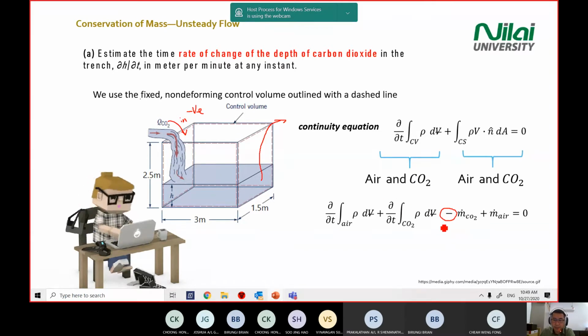Okay. So be careful on the sign again, from chapter 2, on the direction of the flow when it passes through the control surface. Be careful on that one.